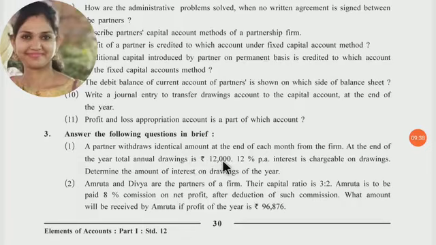In the previous example, monthly drawing was given, and we had to find the annual drawing. Here the annual drawing is 12,000. It means a 12-month drawing is 12,000, right? 12 percent per annum interest is chargeable on drawings. Determine the amount of interest on drawings for the year. Right, girls?